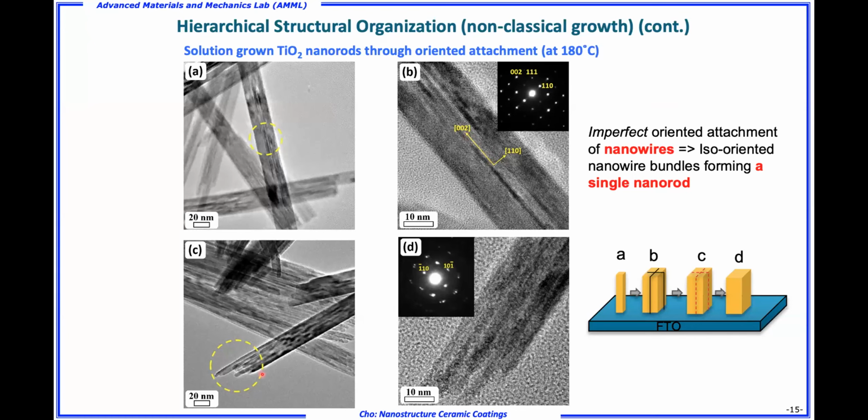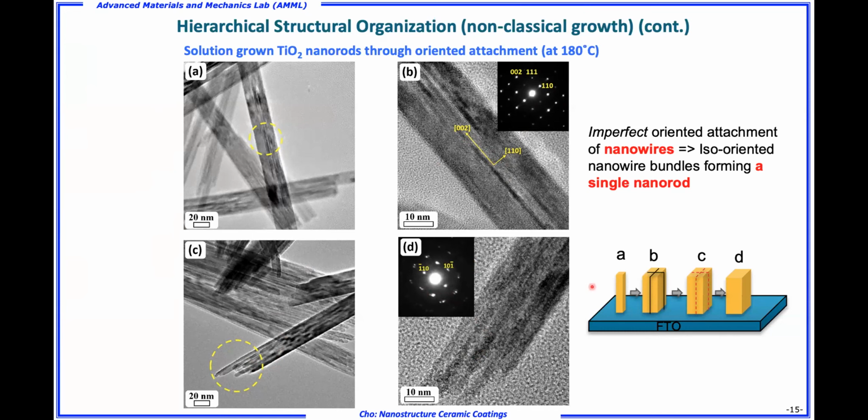In some portions of the nanorod, the alignment is not as good. So you can see more clearly those nanowires bundling. In those cases, the orientation is still relatively good, but compared to this one, there's some slight misorientation between nanowires. So that's why you are seeing some wing or streaking pattern in those diffraction patterns.